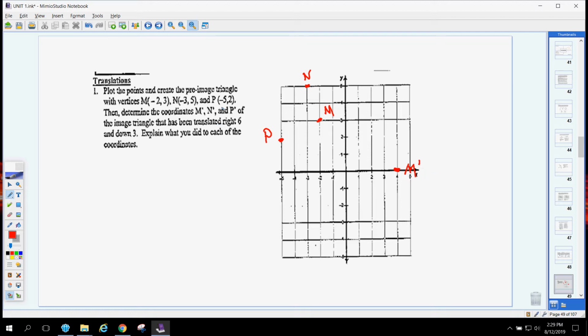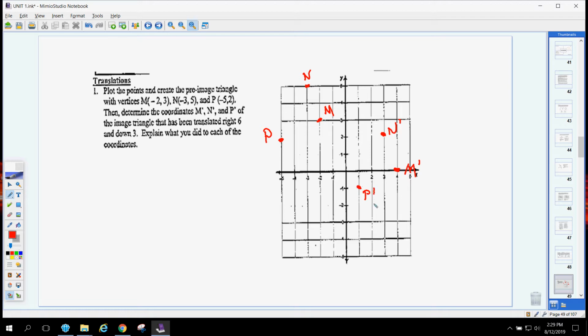Okay, and then N prime is right 6. 1, 2, 3, 4, 5, 6, and down 3. 1, 2, 3. We'll be here for N prime. Okay, and the last one is P at -5, 2. And we'll go right 6. 1, 2, 3, 4, 5, 6, and down 3. 1, 2, 3, and this is down here at 1, -1.